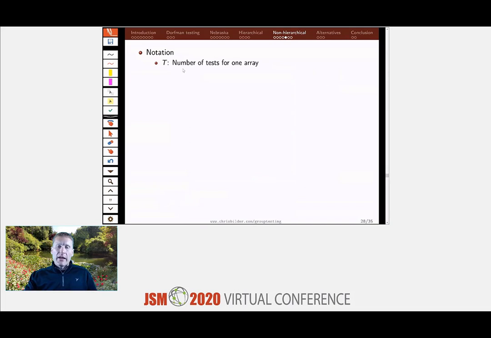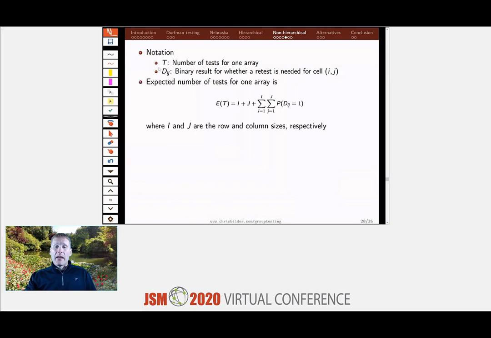So let's look at some notation associated with this. Let T be the number of tests for one array, and D sub I J be the binary result for whether a retest is needed for a particular cell in the array. What you can do is come up with an expression for the expected number of tests. It's equal to the number of row tests plus the number of column tests, plus the sum over all the cells in the array of the probability that a retest is actually needed.